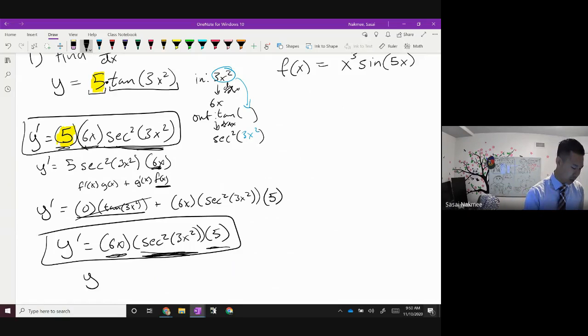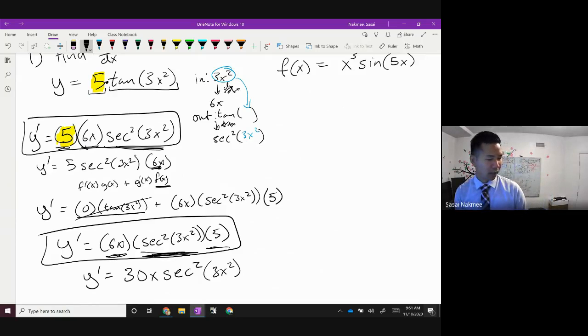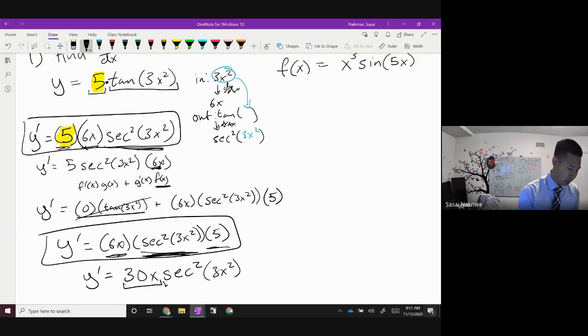But if you really want to clean it up, it would just look like this: 30x secant squared of 3x squared. That would be your cleaned up answer if you were doing a multiple choice answer or a second derivative. I would go to there and then take the second derivative. And this one, you cannot use the coefficient rule. You have to use the product rule because that 30 now has an x with it. Okay? All right. That's number 1, guys.